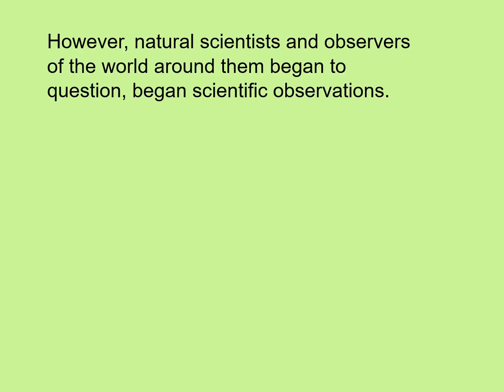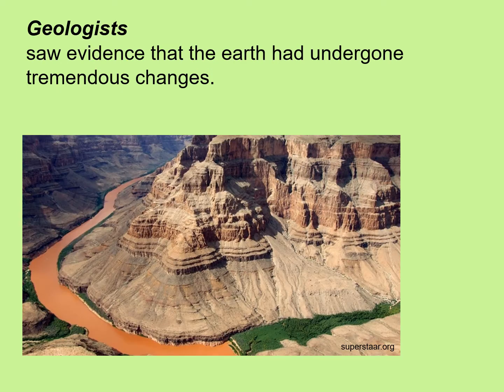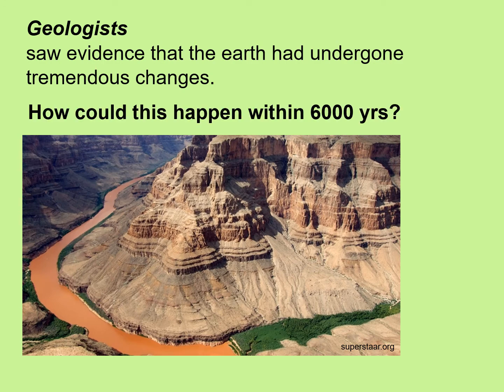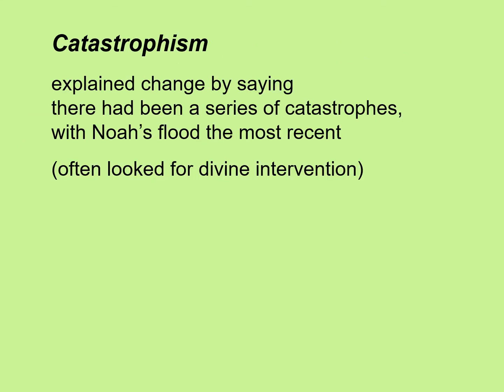However, natural scientists and observers of the world around them began to question. They began scientific observations. Geologists saw evidence that the Earth had undergone tremendous changes. And how could these changes happen within just 6,000 years, they asked. Catastrophism explained change by saying that there had been a series of catastrophes, with Noah's flood the most recent. Catastrophism often looks for divine intervention.